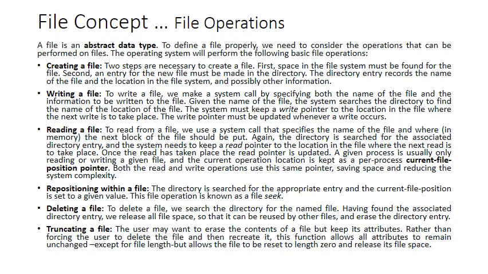Next is truncating a file. This is different from deleting a file. Let's see how. The user may want to erase the contents of a file but keep its attributes like the name and other things. Rather than forcing the user to delete the file and then recreate it, this function allows all the attributes to remain unchanged except for the file length, but allows the file to be reset to length 0 and release its file space.